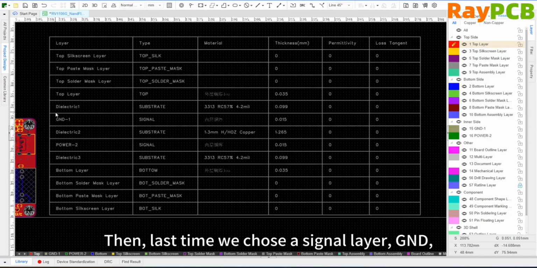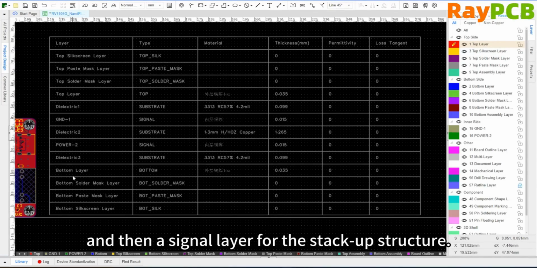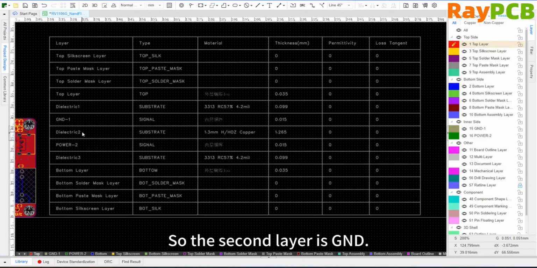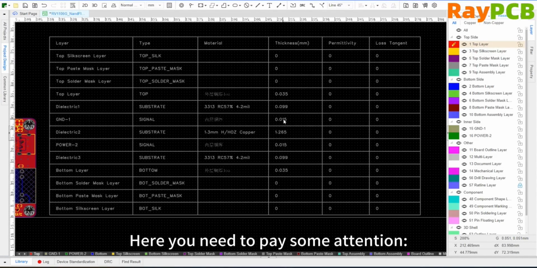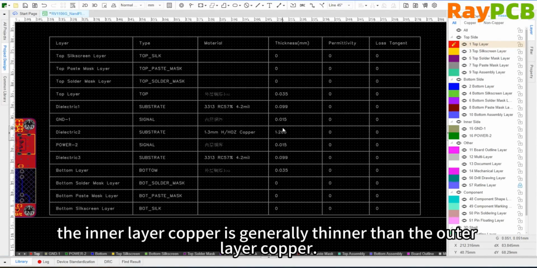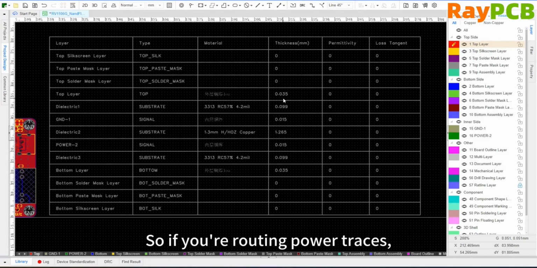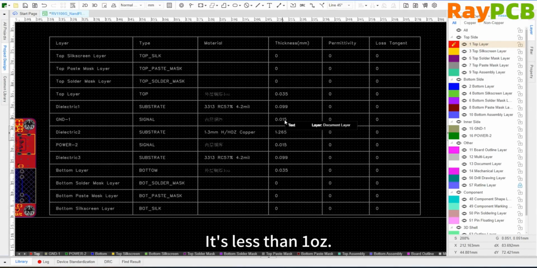Last time we chose a stack-up of signal layer, GND, power, and then the signal layer in the stack-up structure. The second layer is the GND signal layer, and again, pay attention to the copper thickness. Generally, the inner copper layers are thinner than the outer copper layers. So when routing signals, or if you need to route power lines, make sure to pay attention to the trace width. Otherwise, it might not be sufficient.